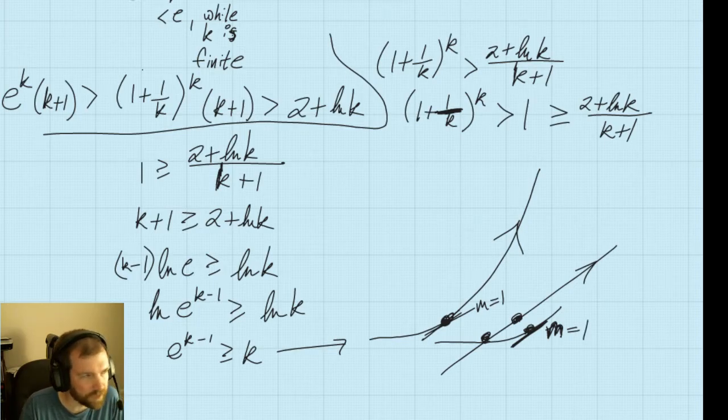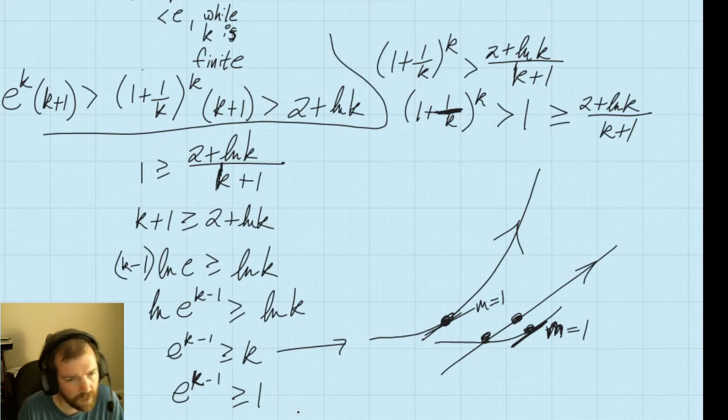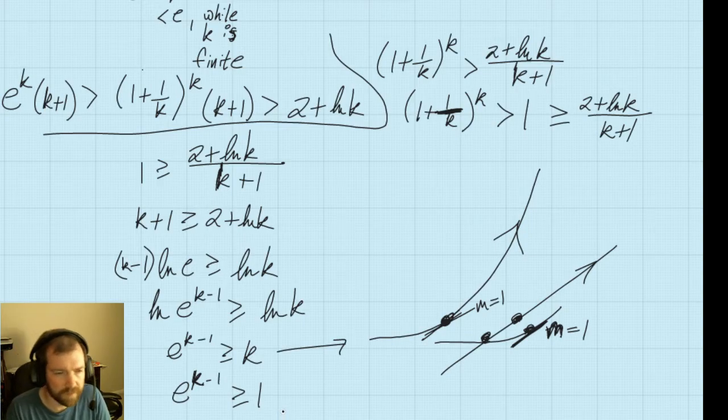So the derivative of each of these things, then, the derivative of the function on the left is just going to be e to the k minus 1 times the derivative of the top, which is just going to be 1, needs to be greater than or equal to 1 itself. I don't think I want that. Hang on.